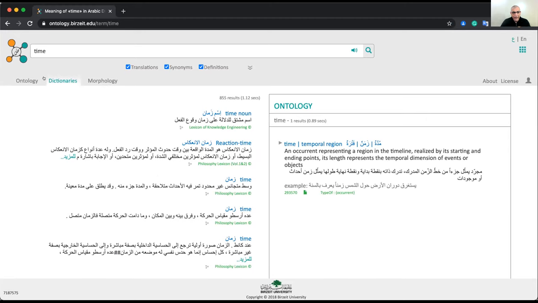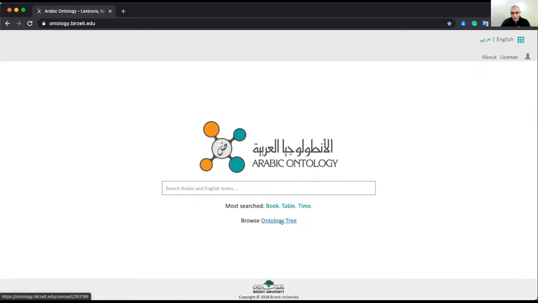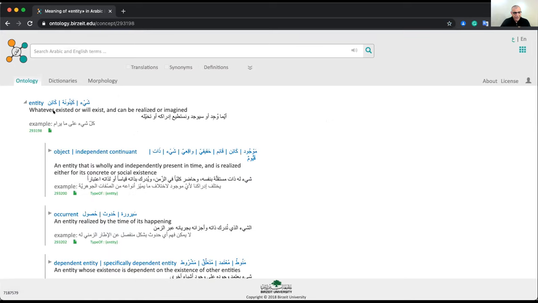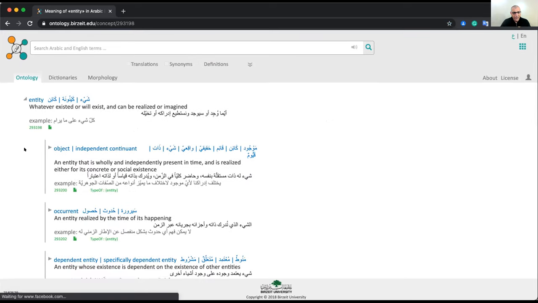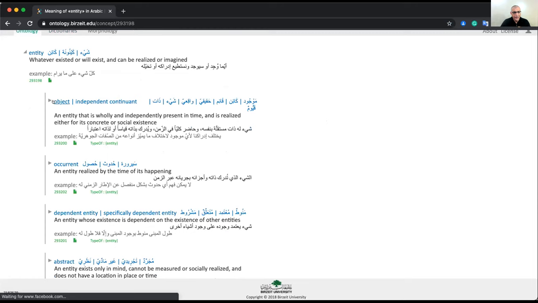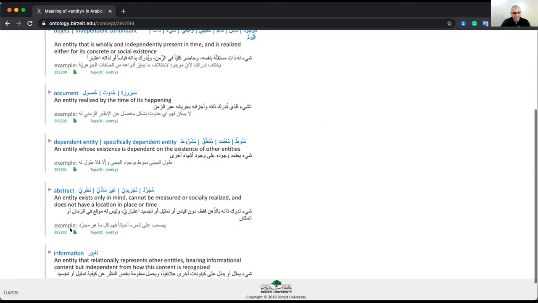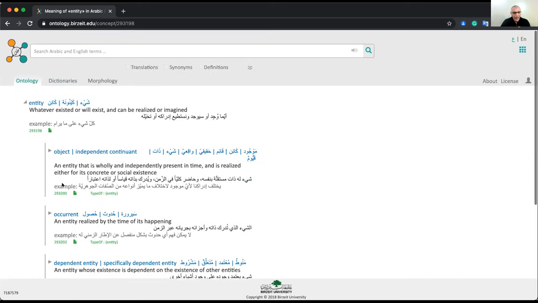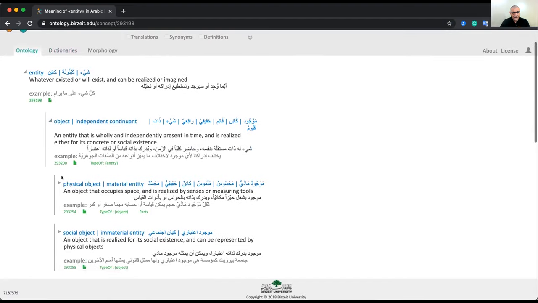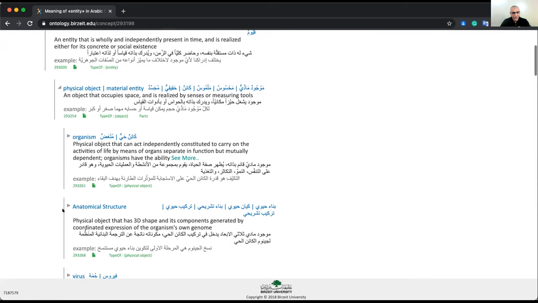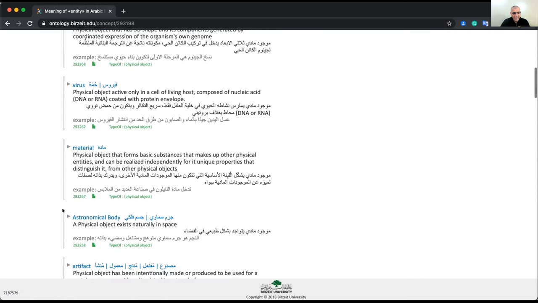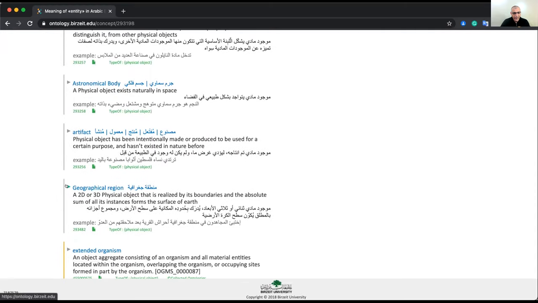If I go back to browse the ontology for you, this is the root node, which is entity, and entity is divided into objects, occurrence, dependent entities, abstracts, information, and we can expand to see other levels, like object is a physical object or social object. Physical object is divided into several categories. And one can keep expanding the tree.